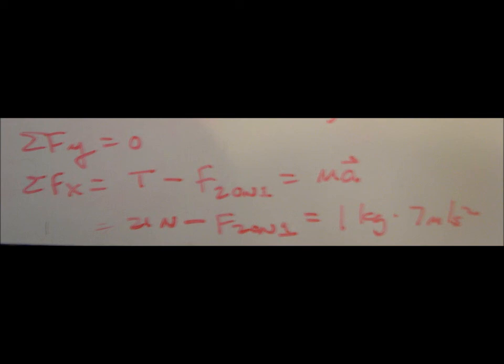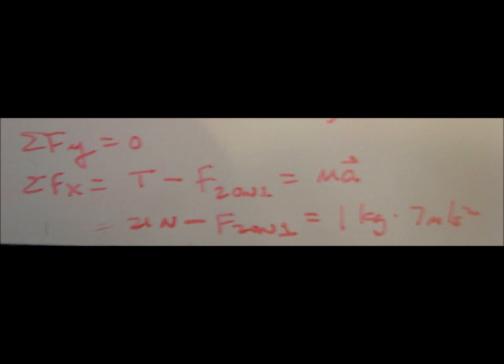So we have the 21 Newton tension minus this unknown force of 2 kilogram block on 1 kilogram block equal to 1 kilogram, which is the mass of this block that we drew the force diagram for, times its acceleration of 7 meters per second squared. If you do this math, you find that the force of the 2 kilogram block on the 1 kilogram block is equal to 14 newtons.